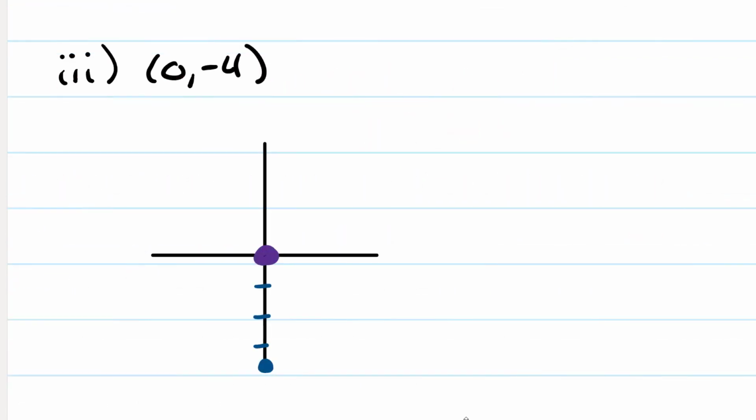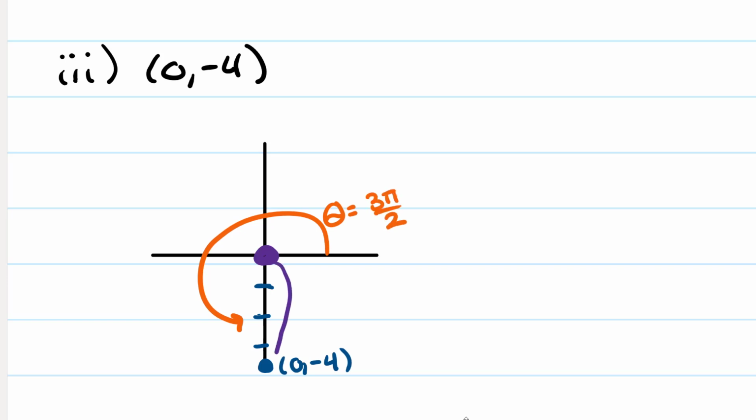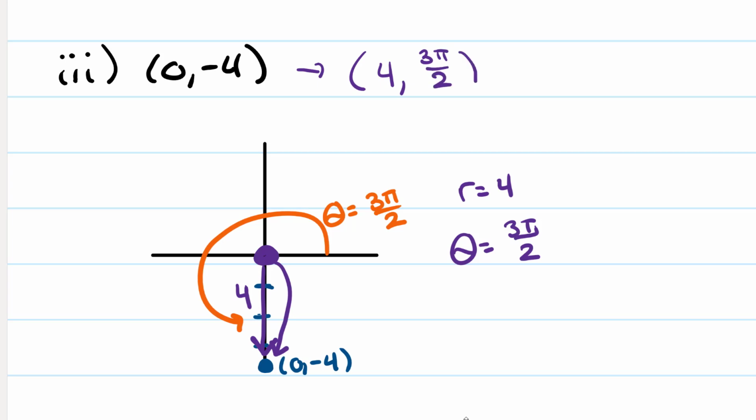So in this example, we're going to plot (0, −4). So 1, 2, 3, 4. So that goes here. And then I need to find theta. So I start at the x-axis and I rotate around, and I get theta is equal to 3π/2. And r is the distance from the origin to that point. So this distance here is 4. So my r is equal to 4, and my theta is equal to 3π/2. So this just becomes (4, 3π/2).